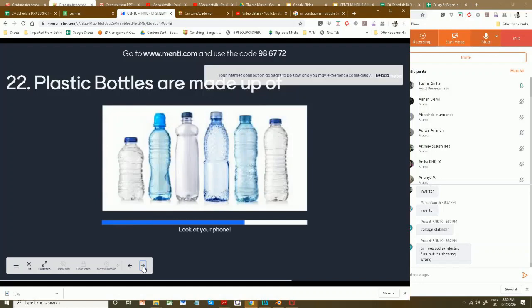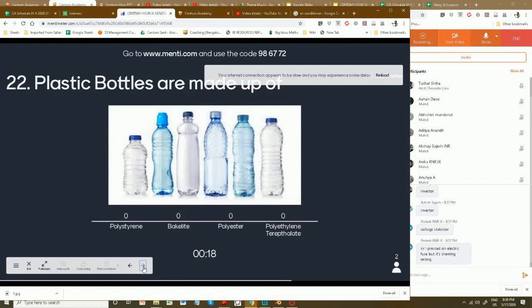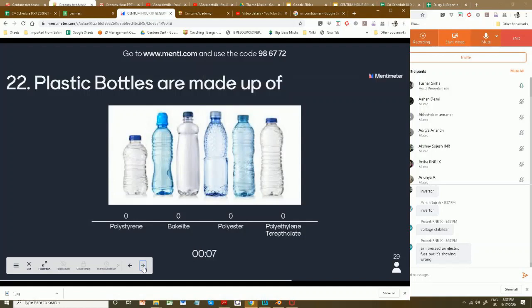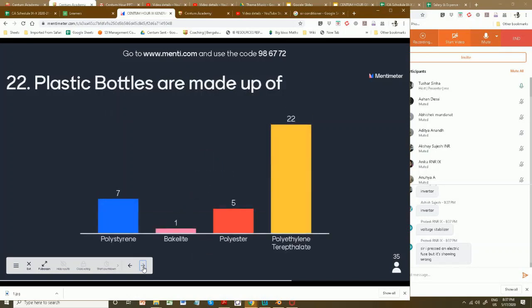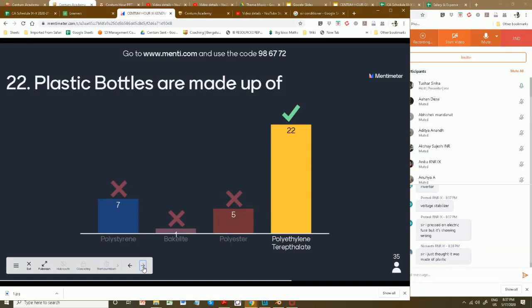Let me see how many of you know this. These are very common in use. What are they made up of? You know this? Cool. Oh, most of you know. What is this called? PET, right? PET material. Polyethylene. All are plastics for that matter, Nishant. Polystyrene, bakelite, polyester, polyethylene, terephthalate. Everything is plastic here. Right? There are different forms, types of plastic. That's cool, Janvi. Common sense. Good. But you now remember, what is this?